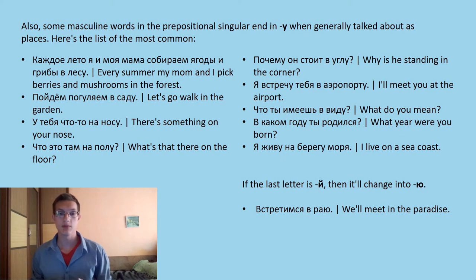Каждое лето я и моя мама собираем ягоды и грибы в лесу. Пойдем погуляем в саду. У тебя что-то на носу. Что это там на полу? Почему он стоит в углу? Я встречу тебя в аэропорту. Что ты имеешь в виду? В каком году ты родился? Я живу на берегу моря. And if the last letter is и краткое, then it'll change into ю. Встретимся в раю.